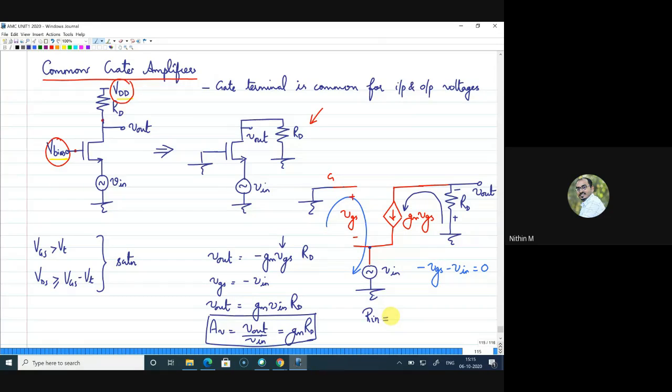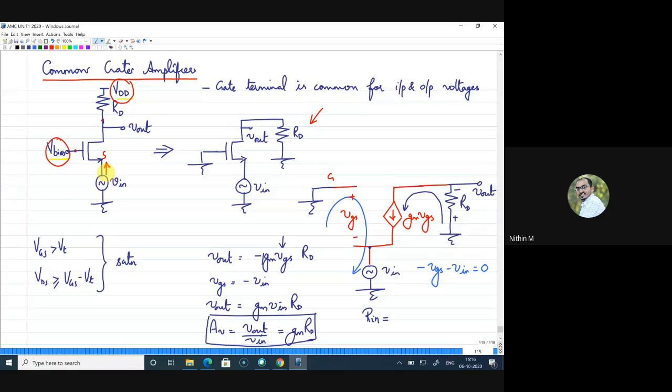Rn is infinity. Yes, Akram, Rn will be infinity only if you are looking at the gate, right? But now, where is your signal connected? The signal is connected to the source. Now, the input is this. Whatever source you are connecting, that source is connected to the source terminal of the MOSFET, and the input impedance is the impedance seen at the input terminal.